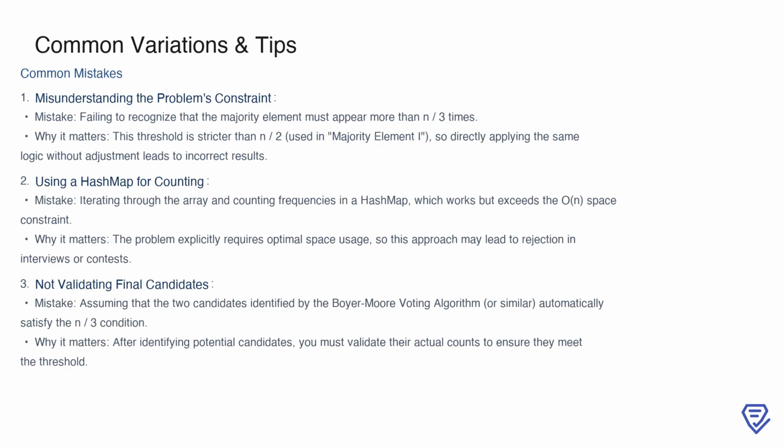Now let's discuss some common mistakes that students often make when tackling the Majority Element II problem. First, misunderstanding the problem's constraint is a frequent pitfall. Many assume that the majority element here follows the same rule as in Majority Element I, where the frequency threshold is n/2. However, in this problem, a majority element must appear more than n/3 times. This stricter threshold means that directly applying logic from the earlier problem without adjustments will lead to incorrect results.